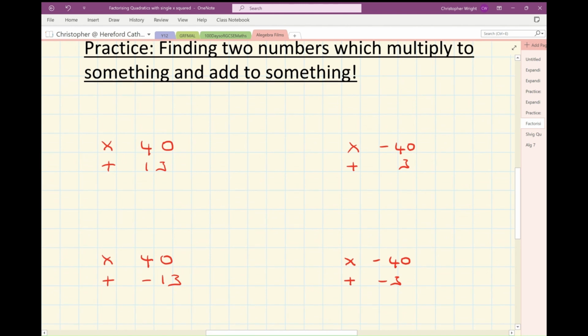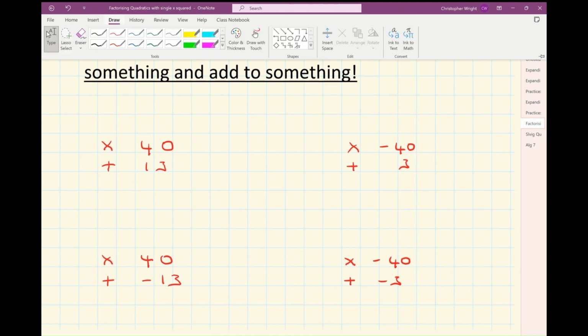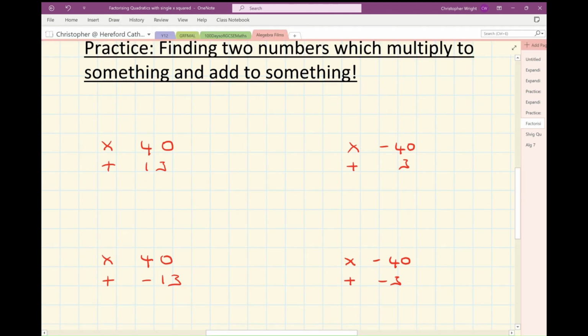Top left, we need to multiply to plus 40. That means that my numbers have to both be negative or both be positive because they multiply to a positive. I see my numbers also add to a positive number, they add to 13. So they better both be positive then, because if they were both negative, they wouldn't add to a positive number. So I'm looking for two numbers which are positive and which multiply to 40. 1 and 40, 2 and 20, 5 and 8, 4 and 10, but I need them to add to 13. Well, 5 and 8 is going to be the answer there.